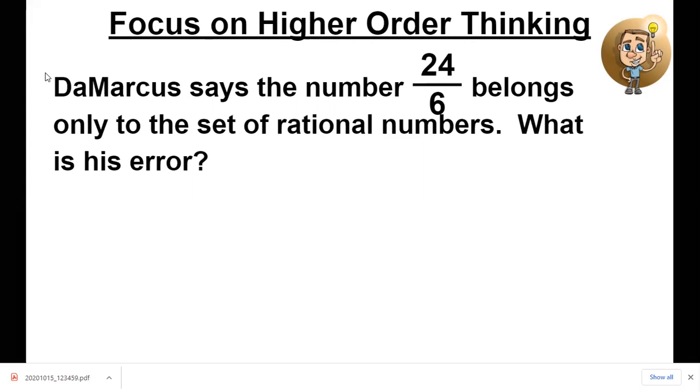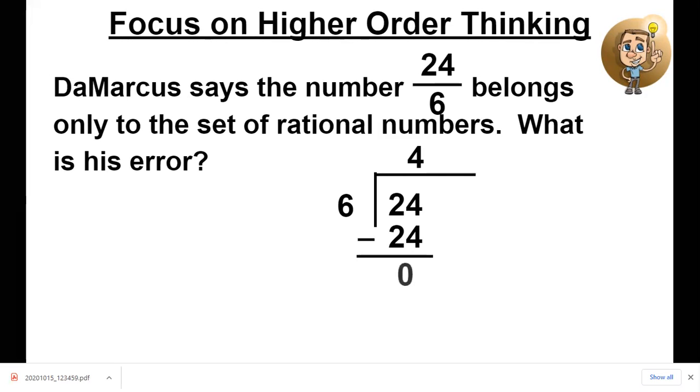24/6. It's a fraction, right? So it would be a rational number, right? But let's think about this. Can we use 24/6 and put it into a division equation? Of course. Remember, a fraction is always really a division equation. Which number goes on the inside of my house? The 24, the top number, correct? Which one goes on the outside of my house? The 6. 24 divided by 6 is equal to 4. 4 times 6 is 24. 24 minus 24 is 0. So 24/6 is really 4.